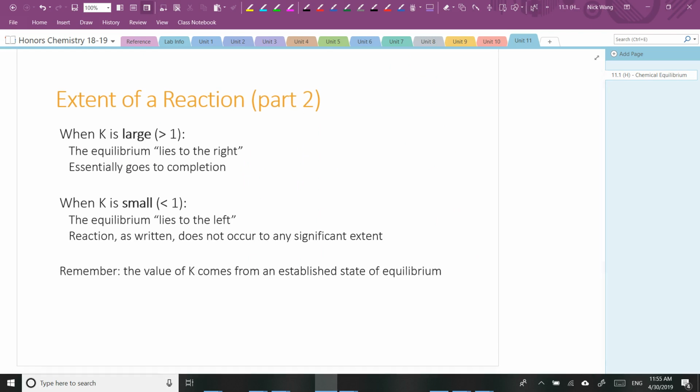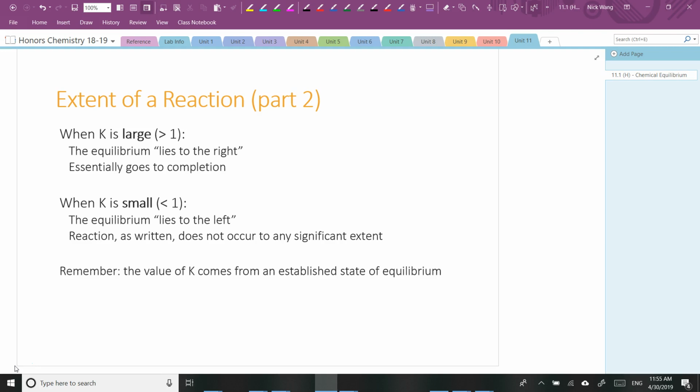So some of the language that we'll see is that when K is large, and we'll just generically say large for anything greater than 1, the equilibrium lies to the right. Meaning that once it's at equilibrium, the values of products and reactants will generally have much greater products. And since the product side is the right side of the equilibrium, we just say that the equilibrium lies to the right. There are much greater quantities of products when you've established equilibrium.